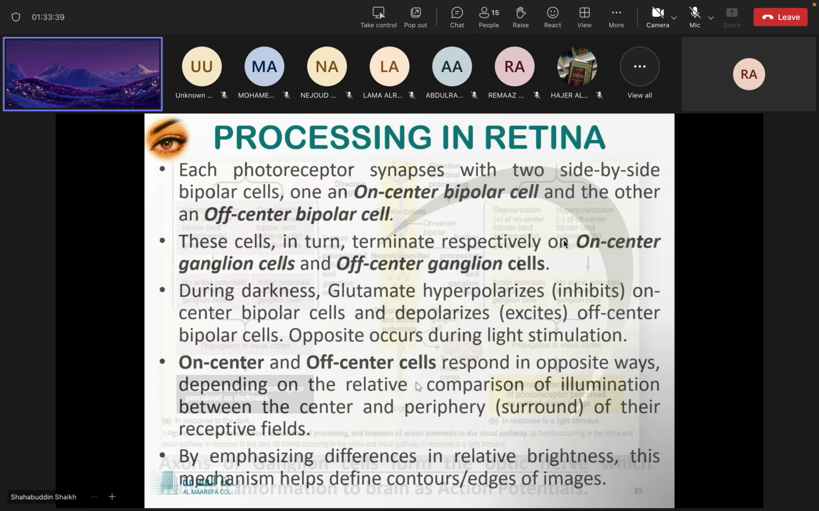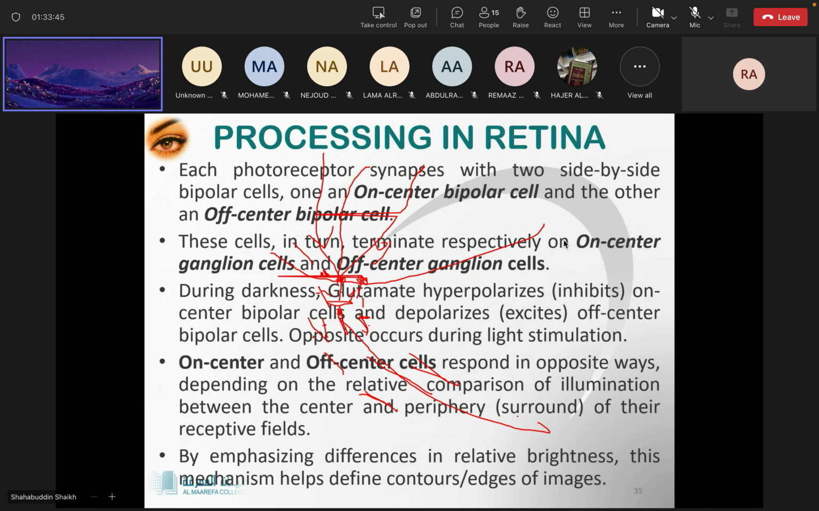So off center bipolar cells, off center ganglion cells. What is happening is whenever one receptor is stimulated, it will carry action potential and the surrounding will be suppressed. So surrounding receptors, surrounding bipolar cells, surrounding ganglion cells will be suppressed. This is how, when one pathway is carrying action potential to the brain, the others are suppressed. That is how you create comparison with the surrounding in the atmosphere.